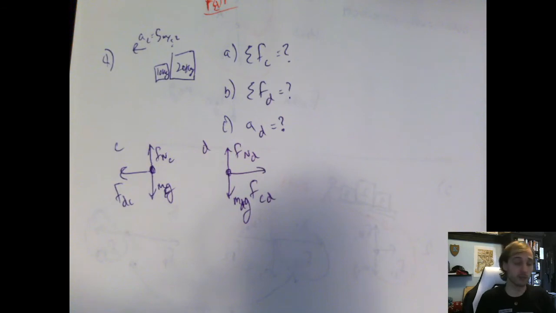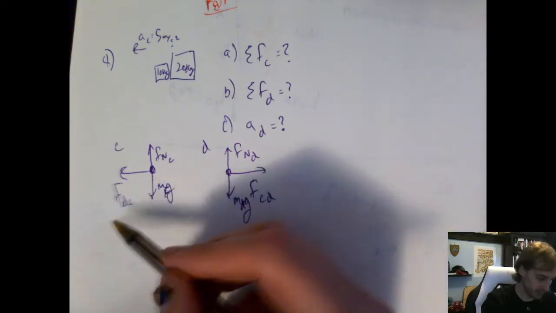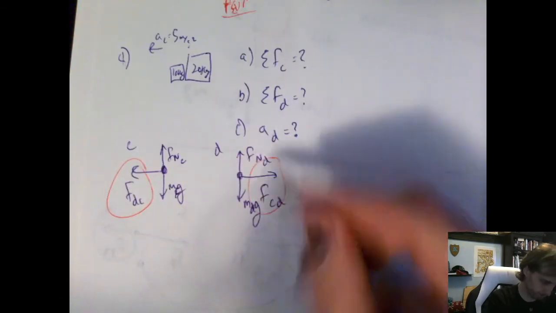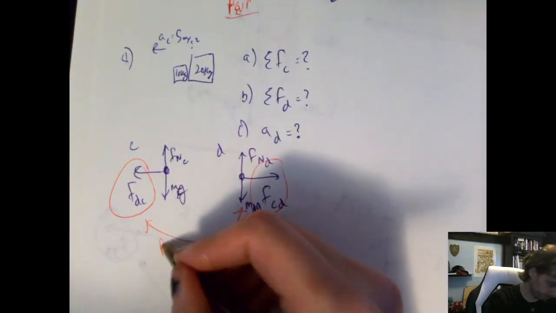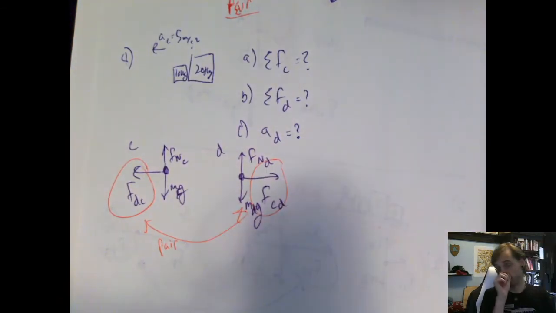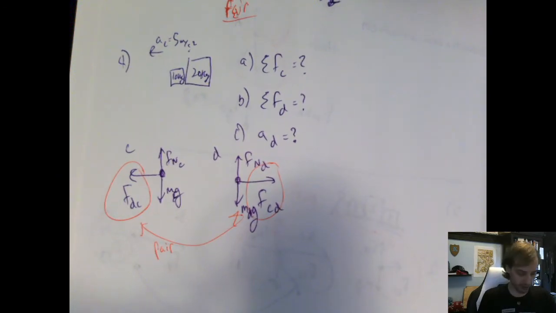So just looking at this, something that jumps out to me is that the normal force and gravity are probably balanced, and that each of these only has one force acting on it. And also we see DC, CD. These two are a pair, which we might have to come back to later. For now, let's just start thinking about the cat.